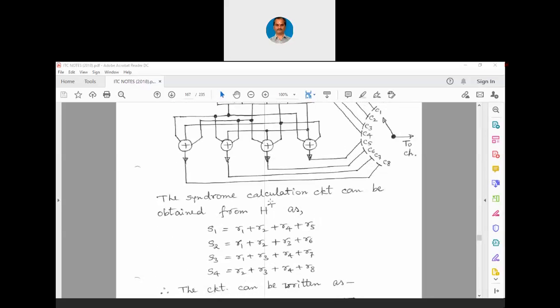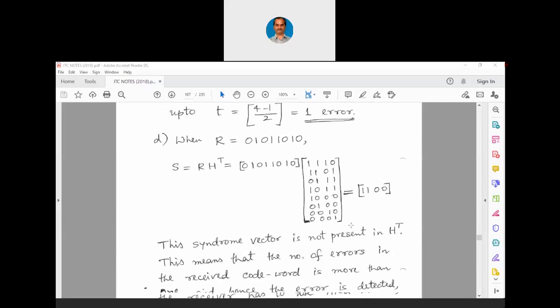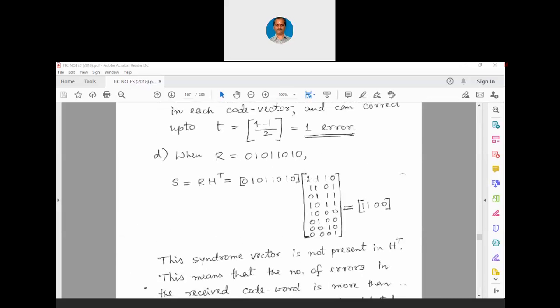We can write the syndrome calculation circuit from the H transpose directly as S1 equals R1 plus R2 plus R4 plus R5. Let me show you H transpose. You can see here the first column corresponds to S1, R1 plus R2 plus R4 plus R5. Similarly, the second bit of the syndrome. Syndrome is now 4 bits.